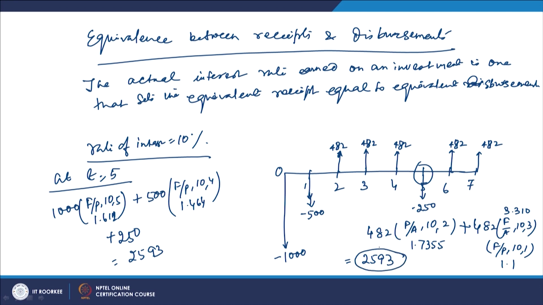So this is what you see: in the case of receipts and disbursements which are occurring at different times, if you are trying to find the equivalent values at any particular time, the equivalent value of all the receipts will be the same as the equivalent value of all the disbursements, and their absolute values are equal. Otherwise, when we talk about finding the net values, we are going to consider the sign also, and this is how it can be shown. So that is what the principle of equivalence tells.